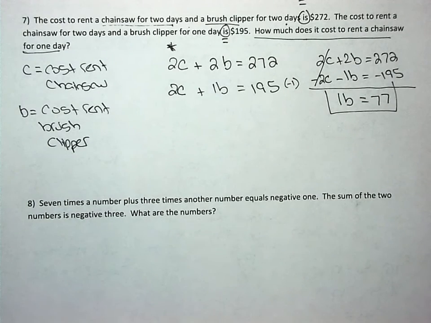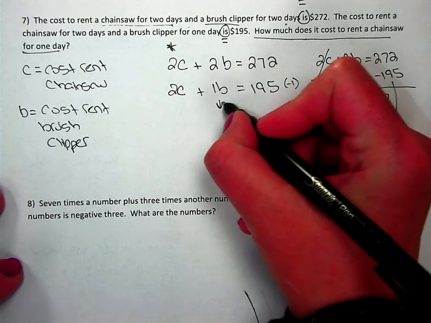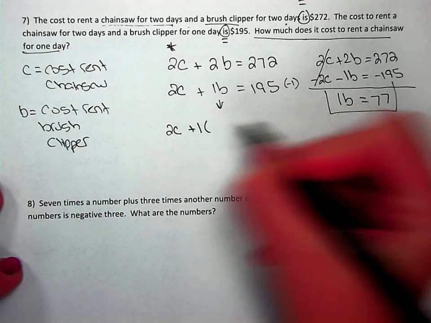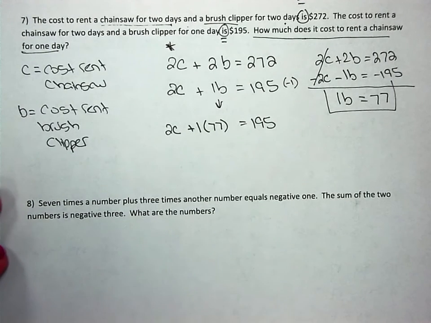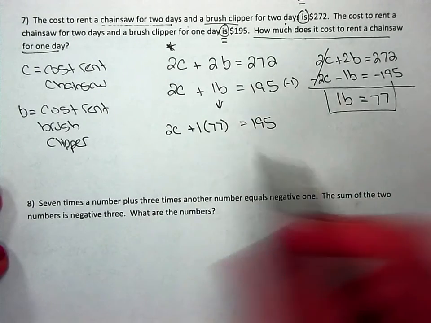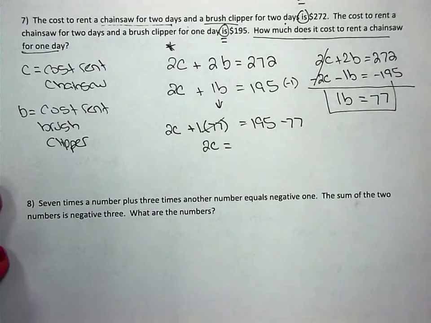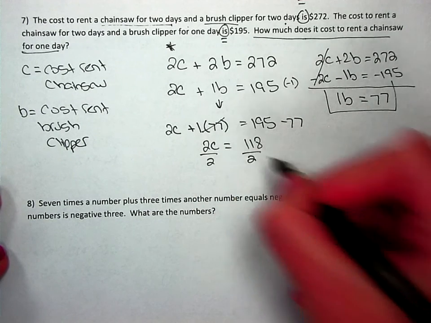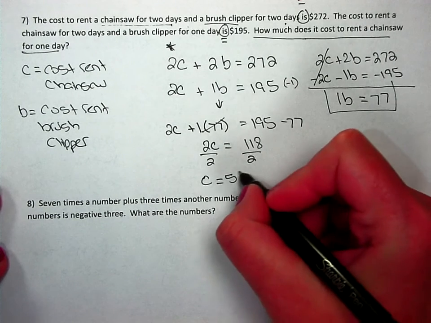All right, so now that I know that B is 77, I just need to sub it in and solve for C. I'm just going to use the bottom one since that's more convenient. So 2C plus 1 times 77 equals 195. So 1 times 77 is just 77. So I'm going to subtract 77 from both sides. And that gets me 118. Divide, and C equals 59.